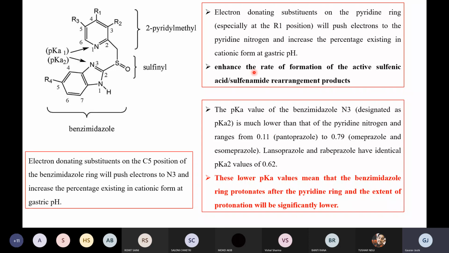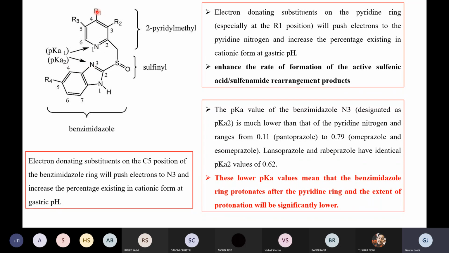And the third important point, an electron donating substituent on the C5 position of the benzimidazole ring will push electrons to the N3 and increase the percentage existing in the cationic form at the gastric pH. So again, we can increase the electron density at this point, right? Why do we need to increase the electron density? So the proton can easily attack; basically the proton is an electrophile. So if we are increasing the electron density, we are making it more what? We are making it more negative, right? So a proton can come and attack here.